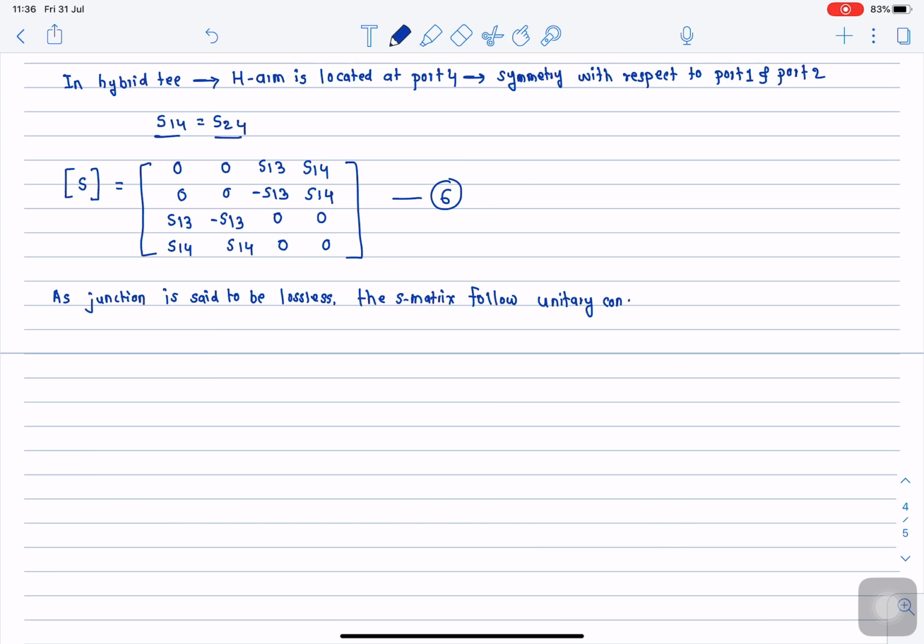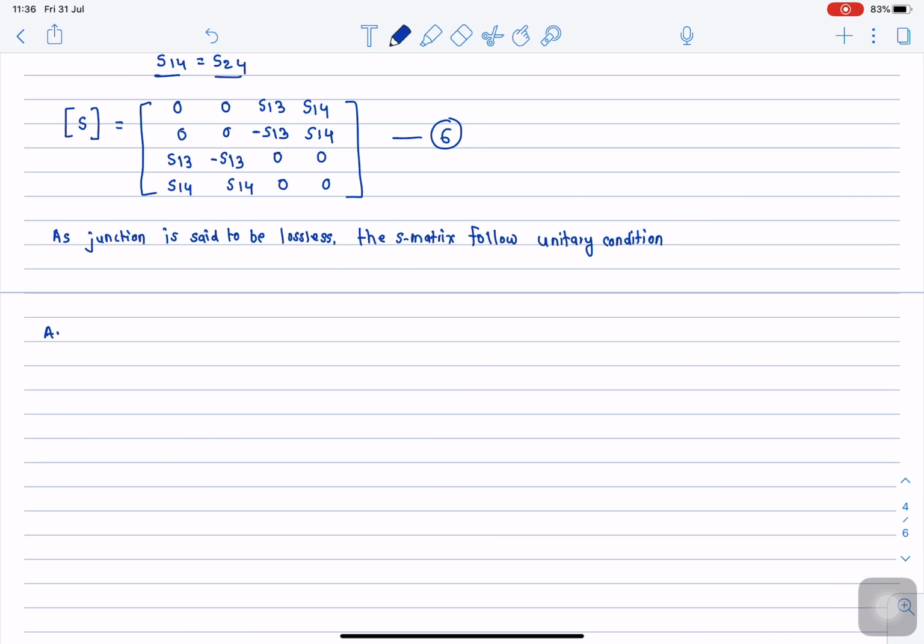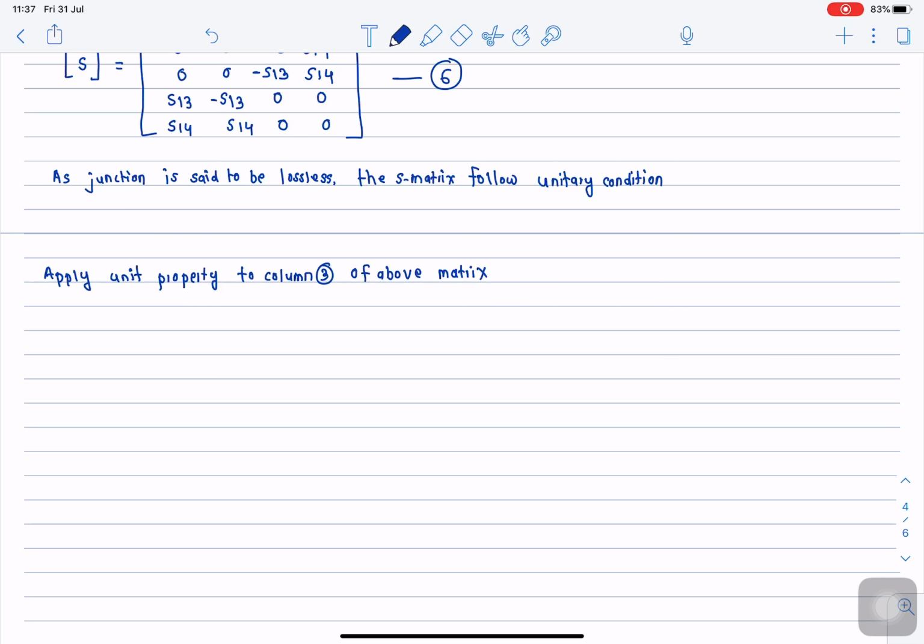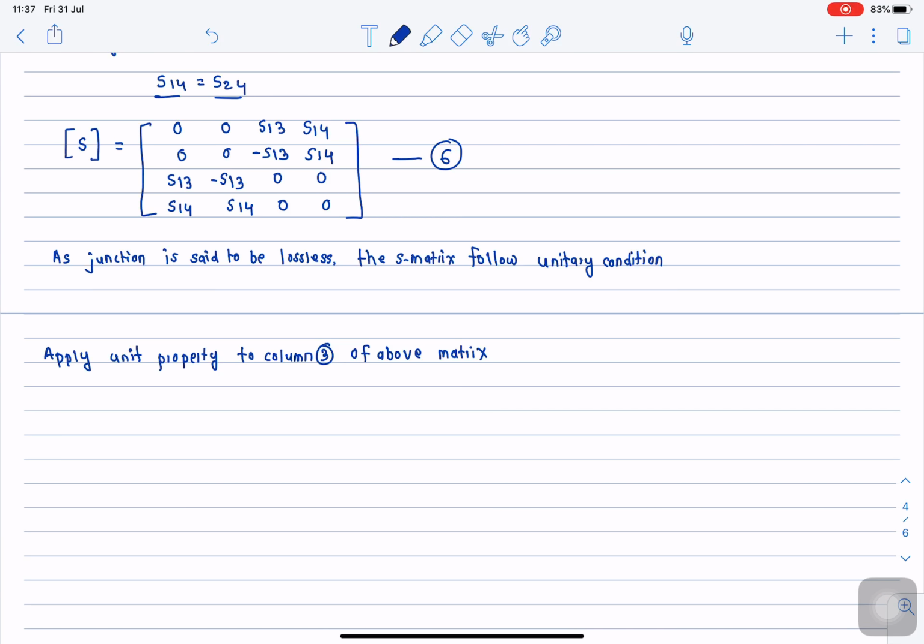So what are the unitary conditions? There are two conditions. The first condition is the zero property, and the second property is the unit property. So now we apply the unit property to column number 3 of the above matrix in equation 6, which is given by equation number 6.